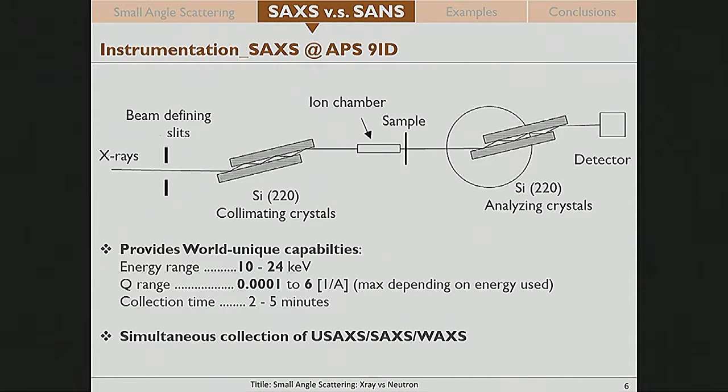And what is special about this instrument is that they have a number of detectors which can change the detector to sample distances. This allows a wide range of Q values to be accessed. And this will allow simultaneous collection of ultra small angle scattering, small angle scattering, and wide angle scattering. So wide angle X-ray scattering is basically X-ray diffraction.